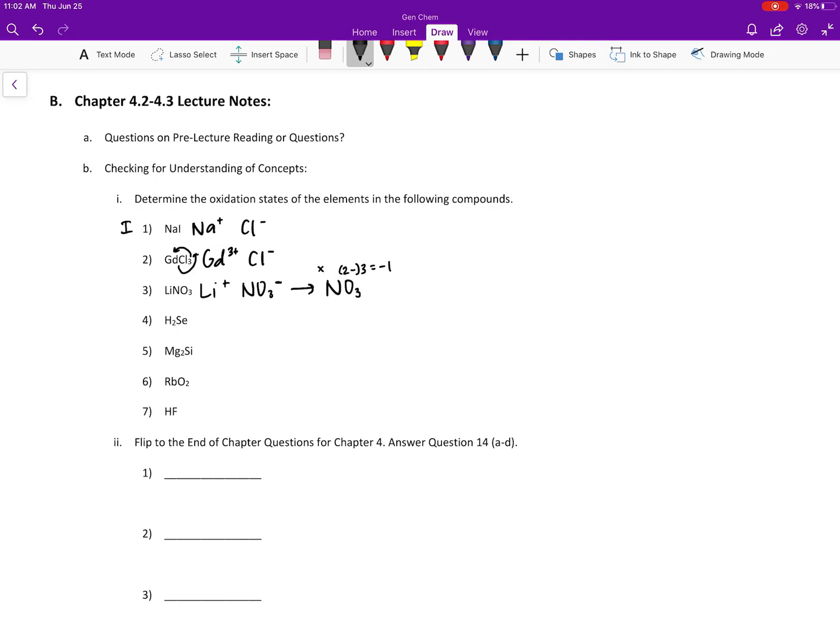Now, nitrogen doesn't have a set rule, so we don't know what nitrogen is. We know it's going to be positive because it has to cancel out the negative of the oxygens. So we're going to rearrange it. Negative 2 times 3 is negative 6. So it's going to be x minus 6 equals negative 1. I'm going to add the 6 to both sides, which is going to give me a 5 plus charge for my nitrogen. So the oxidation state of my nitrogen is 5 plus and my oxygen is 2 minus.